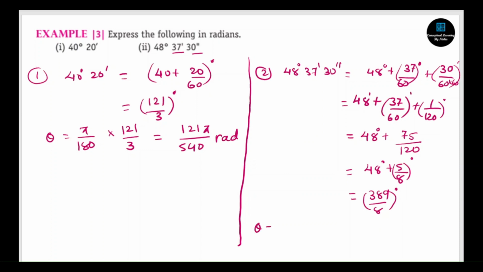And now I can convert this into radians. So pi over 180 times 389 over 8. On simplifying this, this gives me 389 pi over 1,440 radian. So this is my answer for the question. Alright. Be careful when you solve this question.